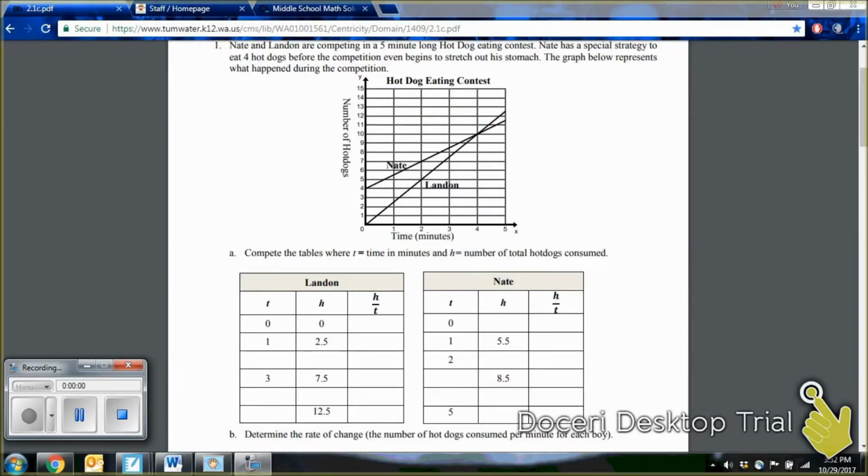Alright guys, so let's look at what we have here. Today we're talking about linear relationships and proportional relationships. So as you're looking at your graph, you see we have a graph with two different lines on it. We also have two tables here that we're going to be doing some things with. So let's start by reading through our directions.